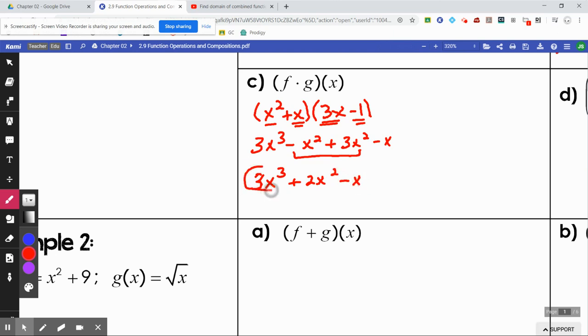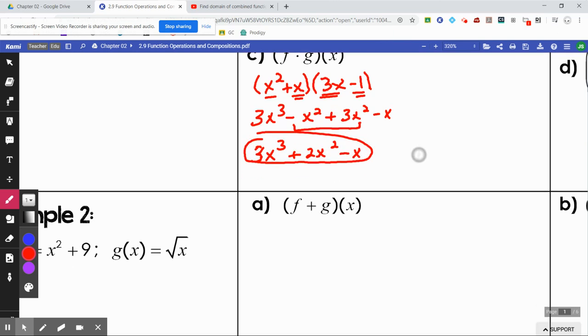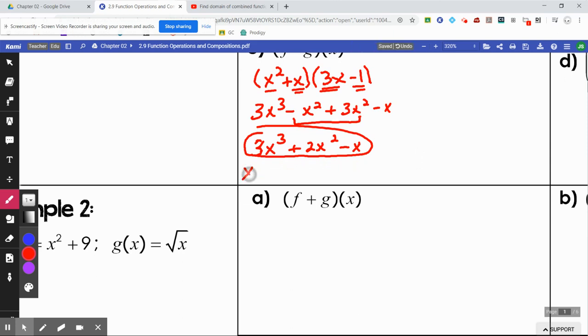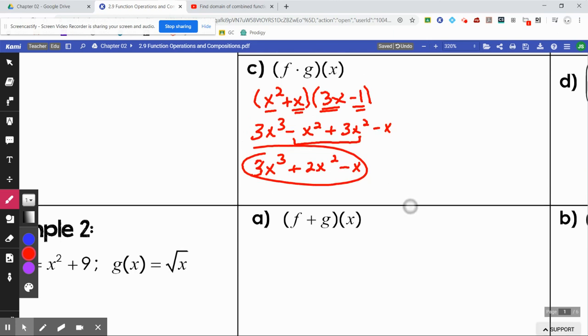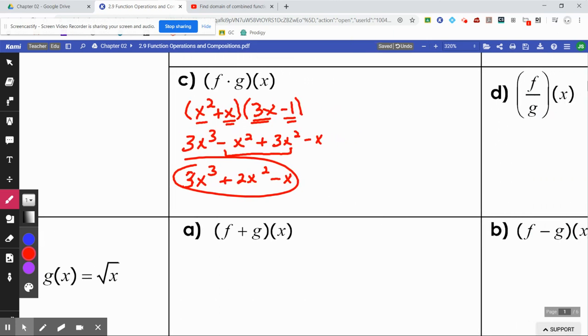You can leave your answer like that, or you could write it in factored form where we pull out an x, so it'd be x times (3x squared plus 2x minus 1), and we could try to factor that further, or again, you can just leave it as this trinomial, quadratic or cubic trinomial. Again, the domain would be the exact same, negative to positive infinity.